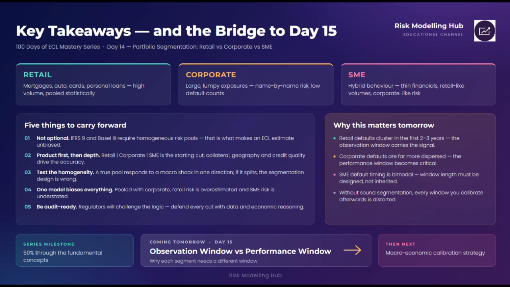So, you have now mastered the fundamental concepts, and tomorrow moves to the observation windows, why each segment needs different lookback periods, and how to design them defensively. Coming next will be the macroeconomic calibration strategy and forward-looking probability adjustments under the observation window. We are at day 14 of our series, and up next, we'll talk about the observation window versus the performance window in credit risk. Very important concept when it comes to building the models. People often get confused in this topic, but don't worry, I have got you covered.